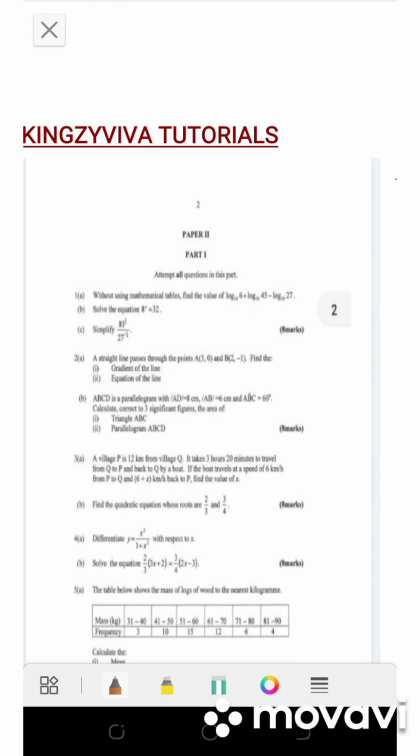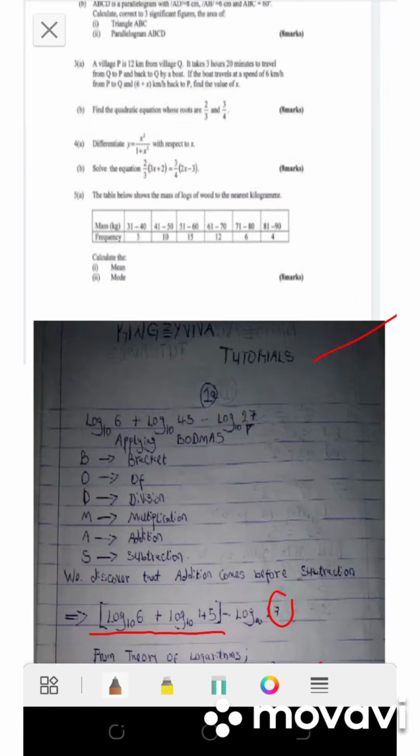Number 2b, which I think is the last question here. Number 2b has to do with a shape. It says, given ABCD as a parallelogram where line AD is 8 cm and then line AB is 6 cm. I drew that line AD 8 cm, line AB 6 cm.